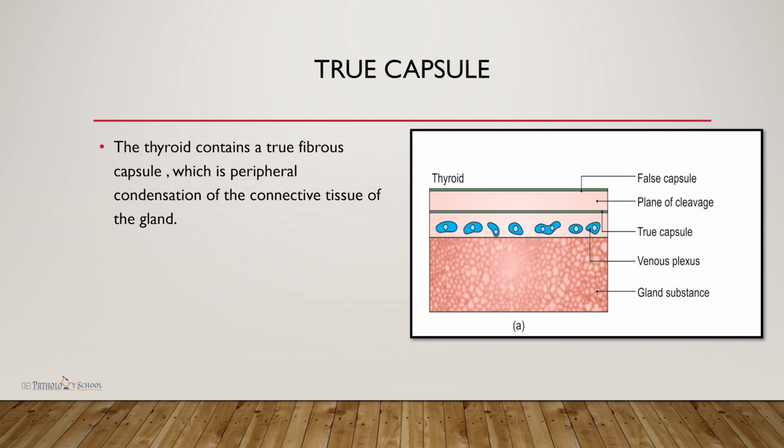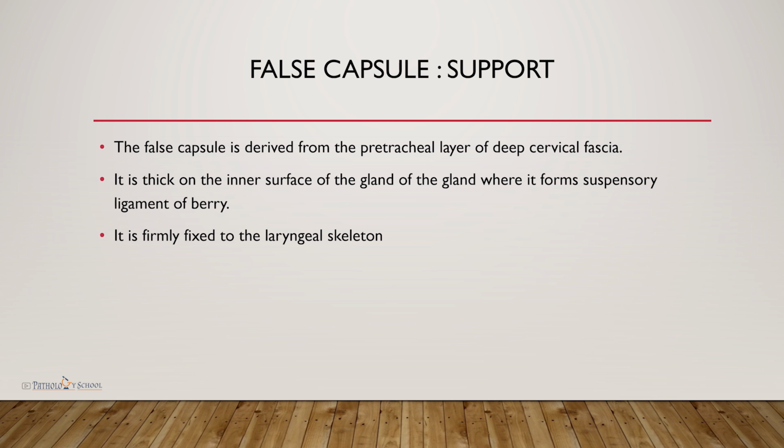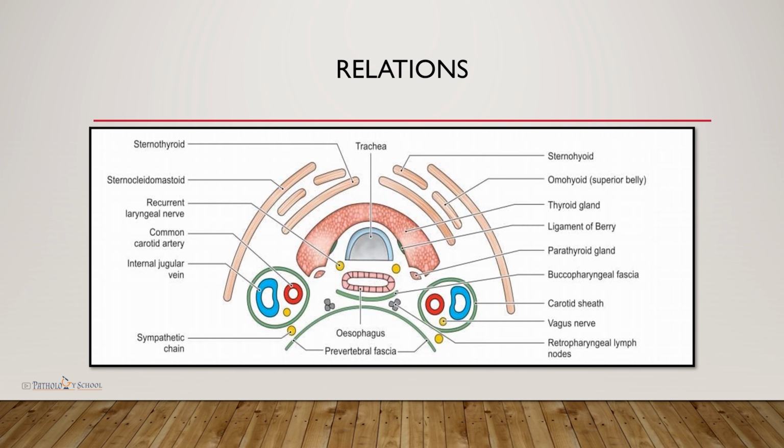The thyroid has a true capsule, which is a peripheral condensation of the connective tissue of the gland. The venous plexus of the thyroid gland lies beneath the true capsule. The false capsule of the thyroid gland is derived from the pretracheal layer of the deep cervical fascia. It is thick on the inner surface of the gland where it forms the suspensory ligament of Berry. It is firmly fixed to the laryngeal skeleton.